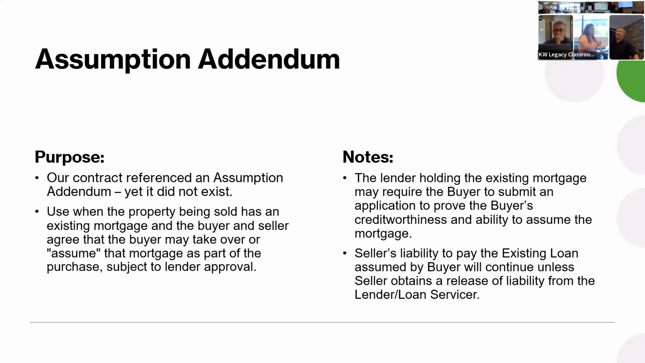An assumption is when you take over somebody else's loan. As a buyer in this market right now, heck yeah, I want to assume the loan if I can. I want to take their 3% loan instead of getting my new loan at 7.3 or whatever it is. So this addendum is meant to basically set forth the framework that's going to let you start that process.